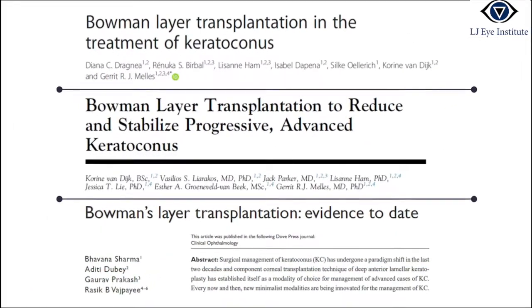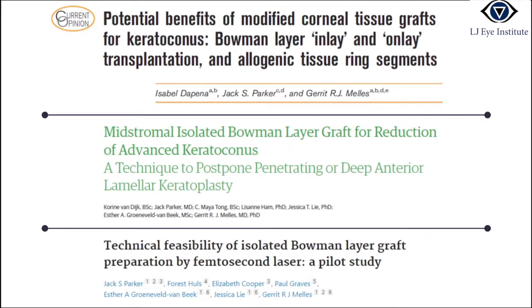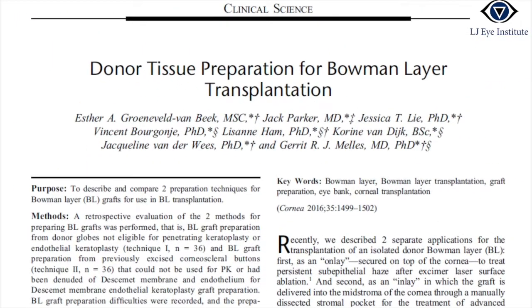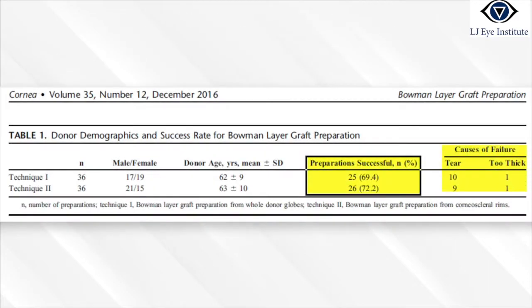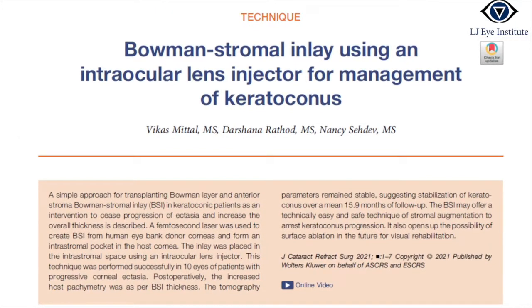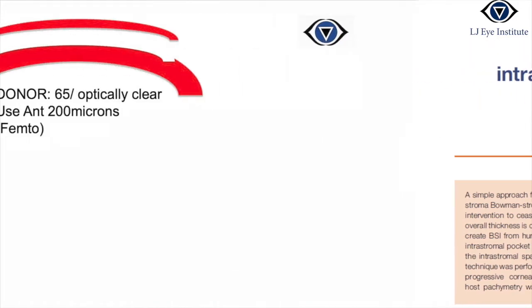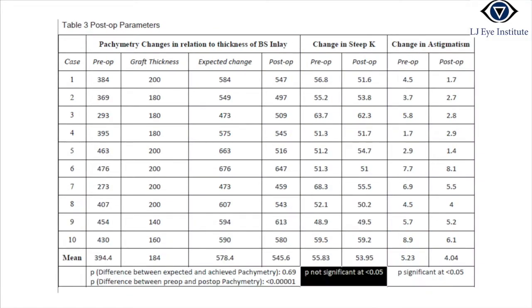Literature has reported Bowman layer transplantation as a modality for the treatment of keratoconus. Exclusive Bowman layer transplantation is surgically very challenging and it has various complications like Bowman layer tear and irregular graft thickness. We have already published a simple and safe technique of Bowman stromal inlay using IOL injector for the management of advanced keratoconus, which showed stabilization of keratoconus and overall increase in pachymetry.